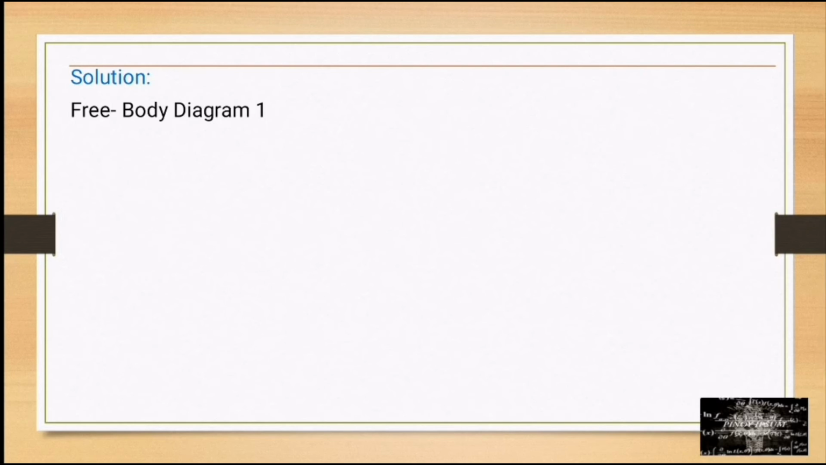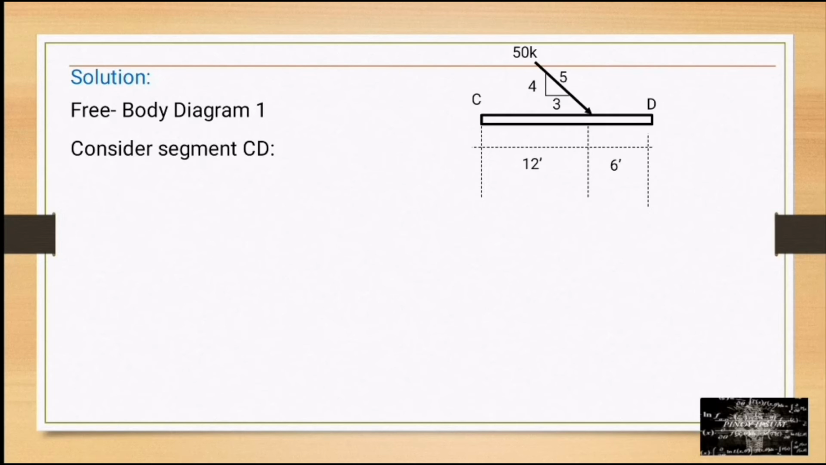So, solusyon. So, free body diagram number 1, consider segment CD. So, sa point C, mayroon tayong dalawang reactions. So, we have CY and then CX. Sa point D, since naka-roller, may isang reaction tayo na required. Then, yung component ng 50 kips, we have vertical component for 40 kips. Then, the horizontal component, 30 kips.